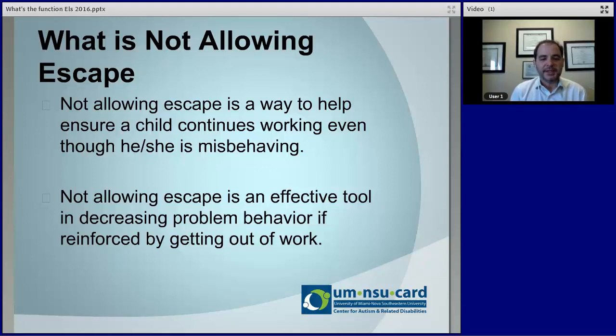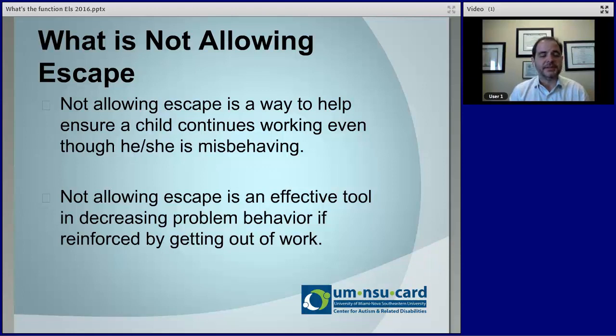Now, this one is tricky with individuals of a particular age or a particular size, right? This is easy to do if you're talking about a 2-year-old having a tantrum. A 3-year-old doesn't want to brush their teeth, doesn't want to put their socks on, doesn't want to put their shoes on. Fine. You can just hand over hand guide them through the task, whether or not they're tantruming. No big deal. It's a really effective tool in decreasing problem behavior that's reinforced by escape. Because if you engage in problem behavior and no escape follows, eventually the behavior will decrease.